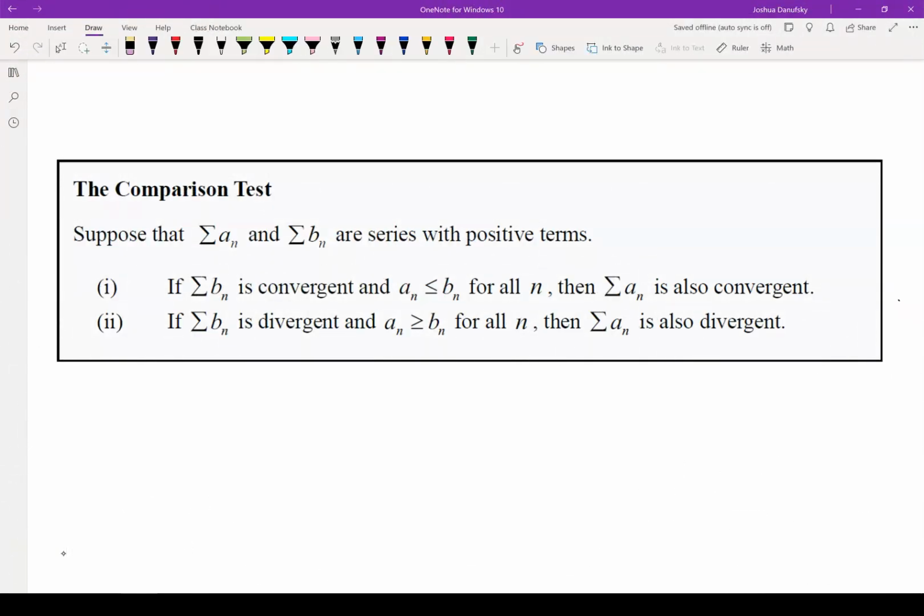The comparison test requires that we deal with series involving positive terms only. The first part says that if we have a series whose terms are smaller than a known convergent series, then our series is also convergent. The second part says that if we start with a series whose terms are larger than those of a known divergent series, then that original series is also divergent.